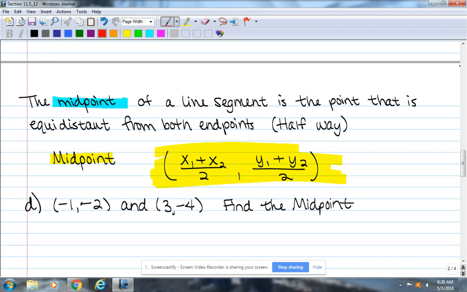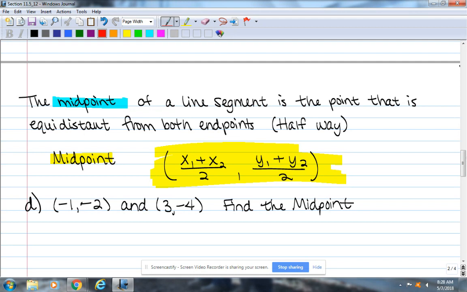This right here? Yes, it's an ordered pair. So the formula says x1 plus x2 divided by 2, comma, y1 plus y2 divided by 2, and it's in parentheses, but it is an ordered pair. So to get the x value, you're going to add your 2 x's and divide by 2. And to get your y value, you're going to add the 2 y values and divide by 2.